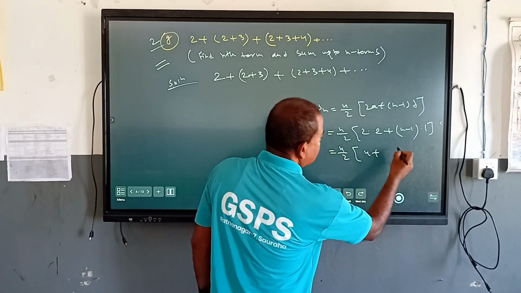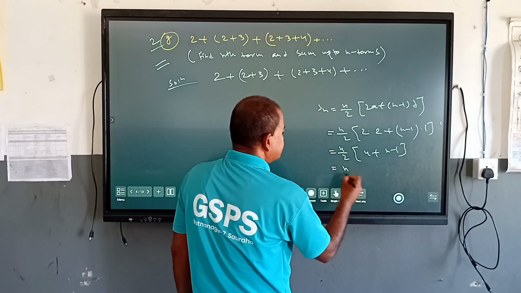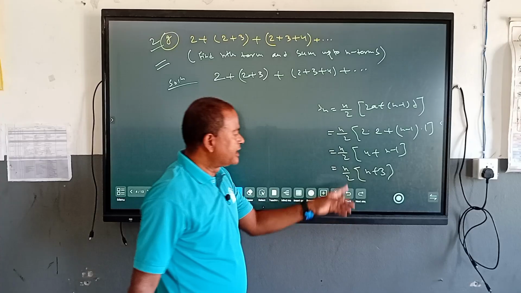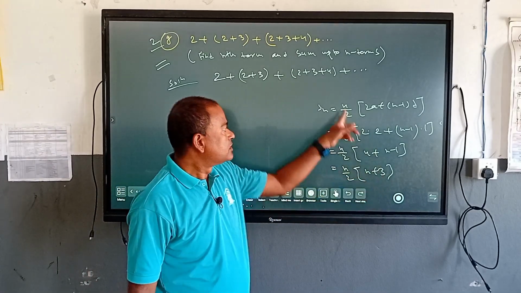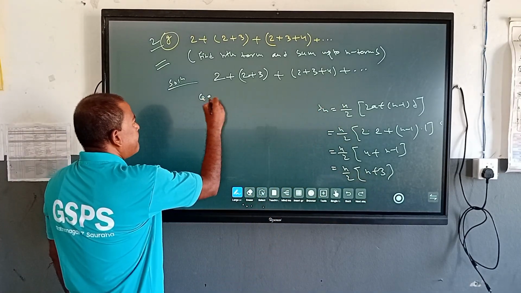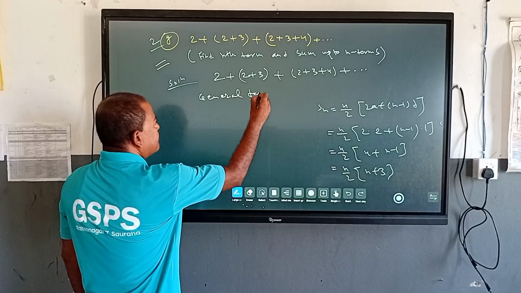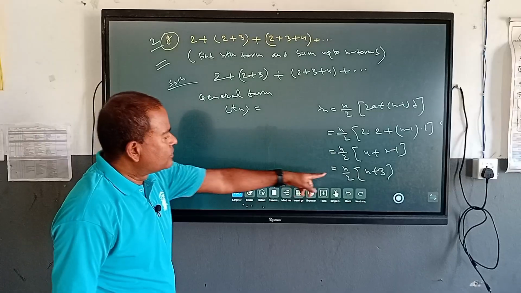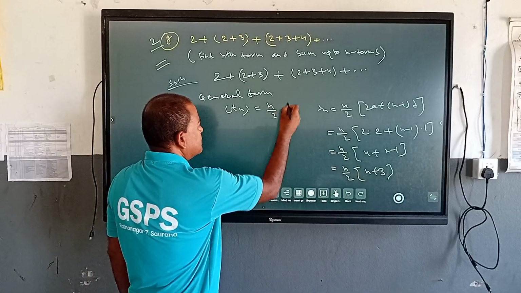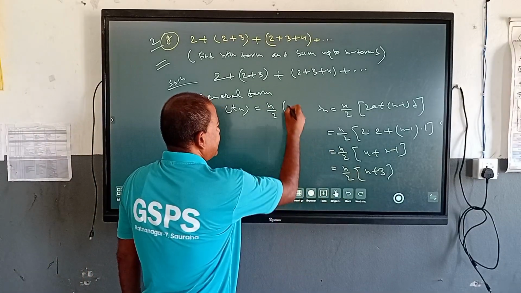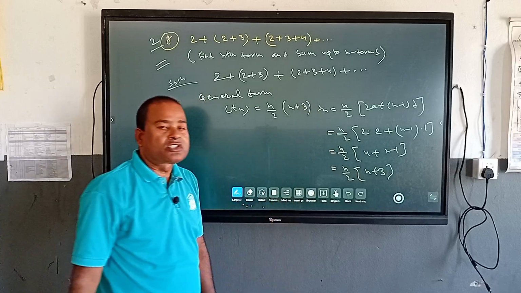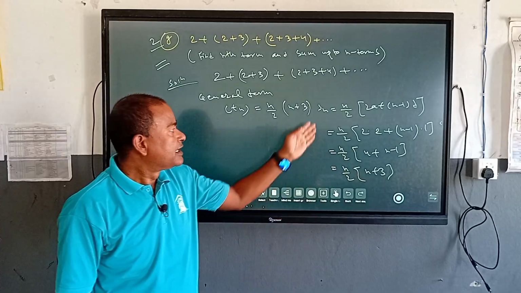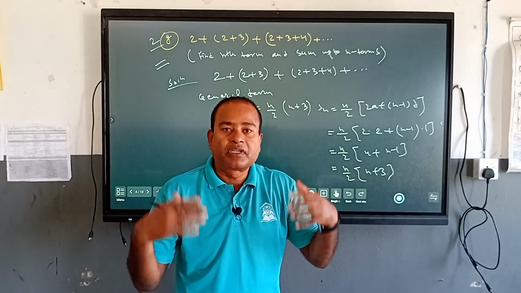So dear students, 2 2s are 4 plus (n minus 1). So we get n by 2 times (n plus 3), which is the general term. General term Tn equals n by 2 multiplied by (n plus 3). So dear students, the general term of the series we have got is n divided by 2 times (n plus 3), by using the formula of the sum of arithmetic sequence.